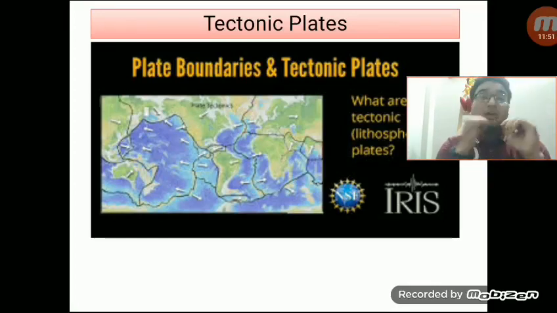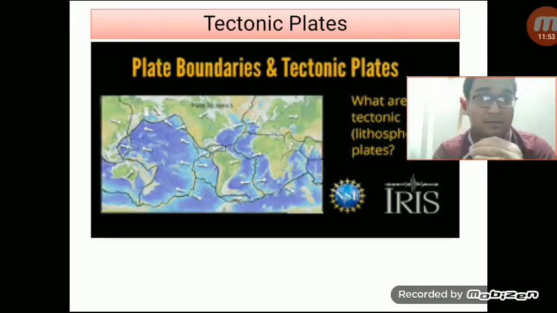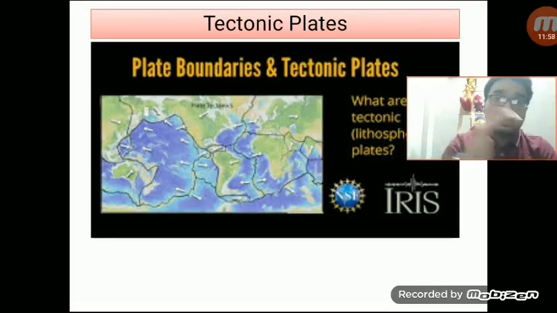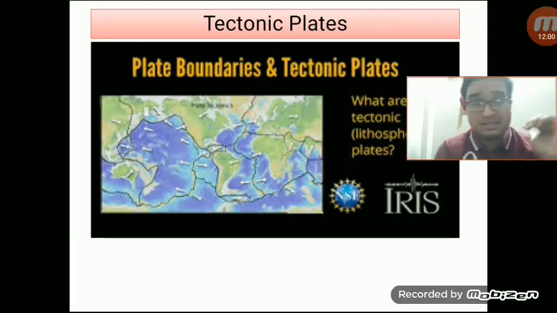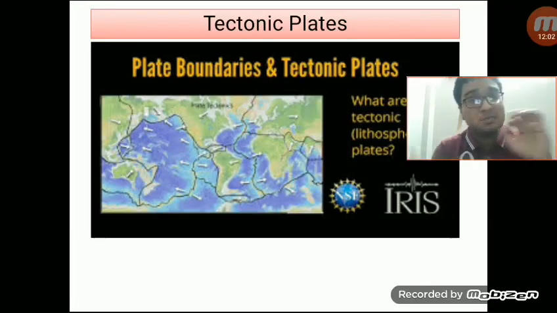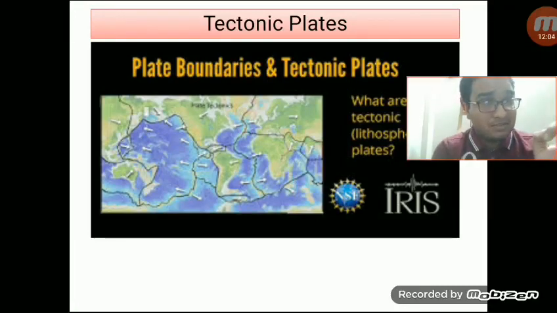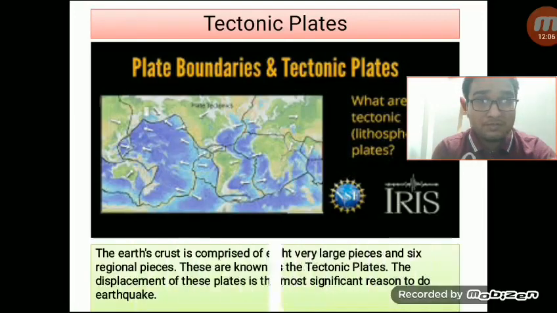And you know, the earth's crust is comprised of these 8 large pieces and 6 regional pieces, and these pieces are called the tectonic plates. So this is the thing: the earth's crust is comprised of 8 very large pieces and 6 regional pieces. These are known as the tectonic plates. The displacement of these plates is the most significant reason for earthquakes.